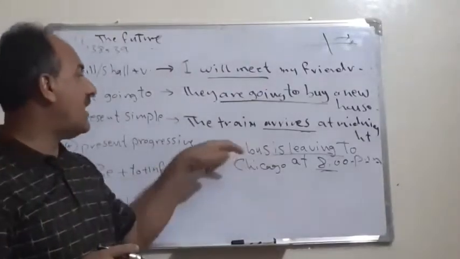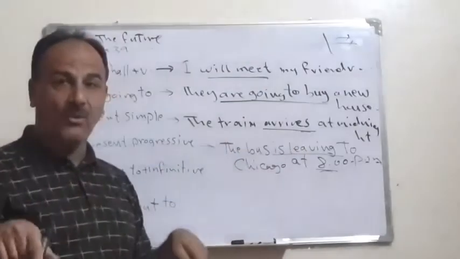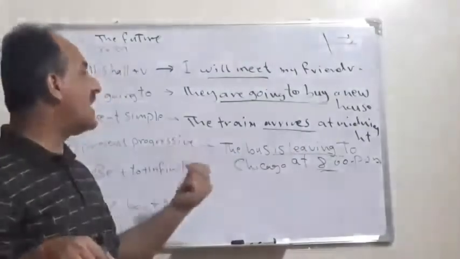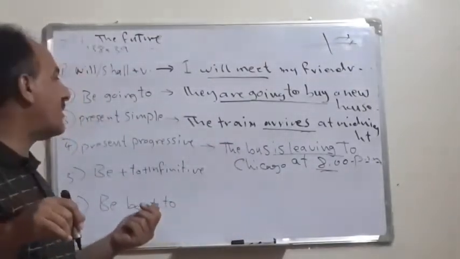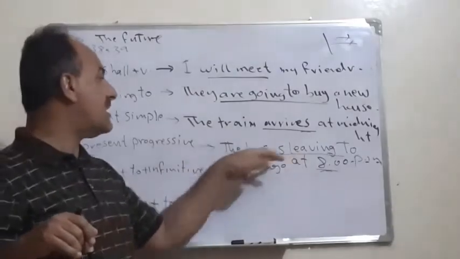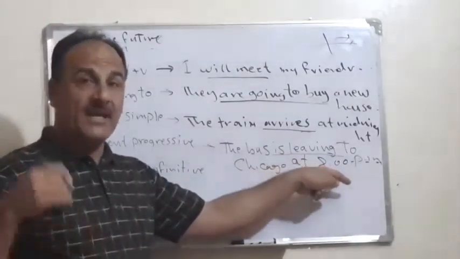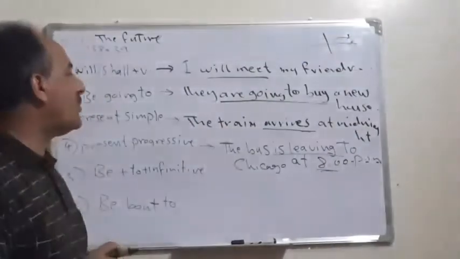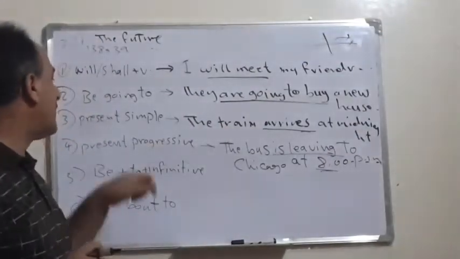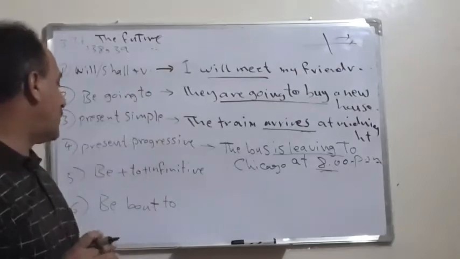But if we say the bus is leaving now, in this moment, it is a present continuous and it refers to the present. But if we say the bus is leaving to Chicago at 8 or 9, etc., it means the time is still part of the future. That's why it has a meaning of the future.